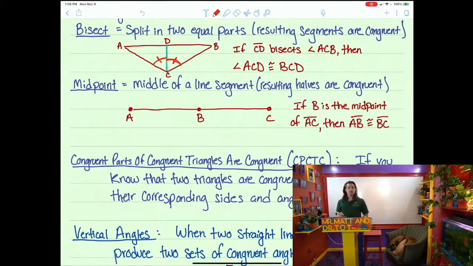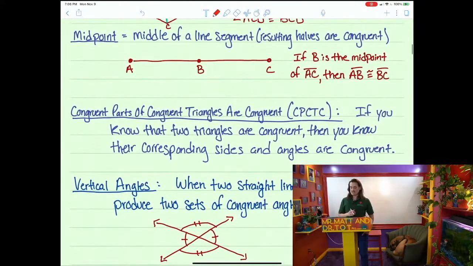Similarly, if we're told that something is a midpoint, if a point lies in the middle of a line segment, then the two resulting segments must be congruent. So if we describe point B as the midpoint of line segment AC, then we know that AB has to be congruent to BC. And that's just the definition of a midpoint, definition of a bisector.